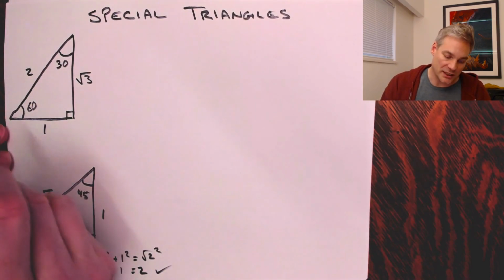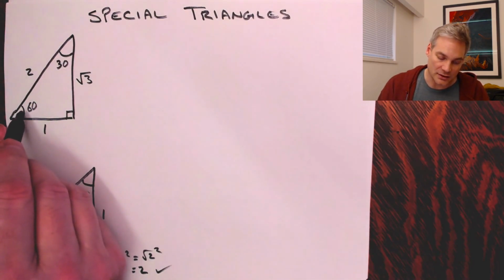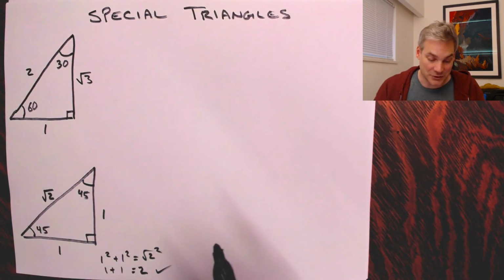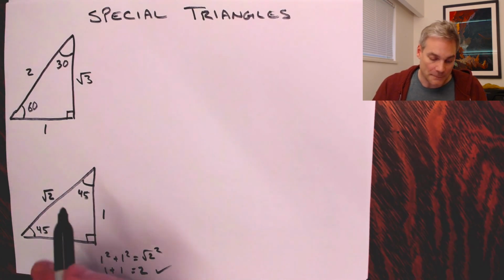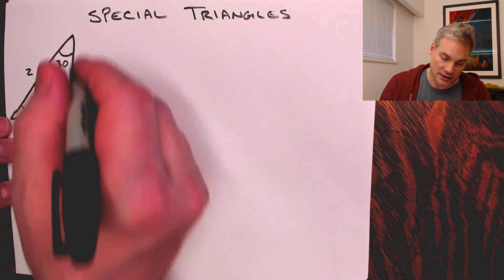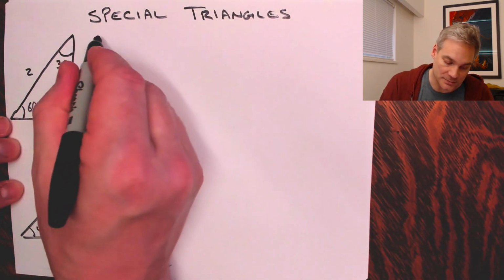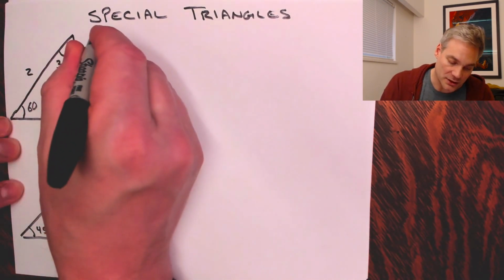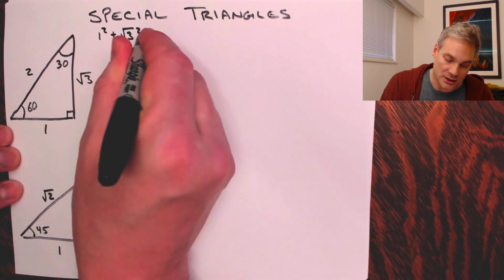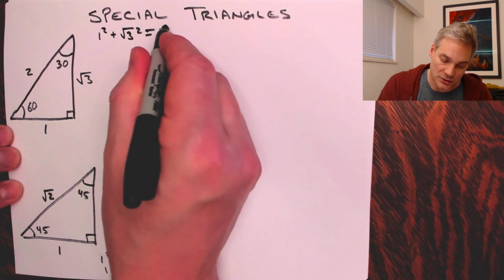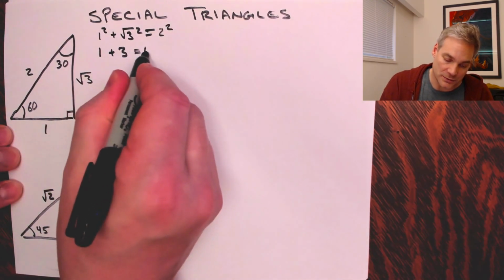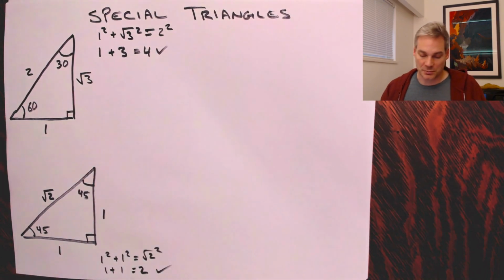And over here we have a triangle with angles 30, 60, 90. Some people call it a 30, 60, 90 triangle. And it has side lengths of 1, root 3, and 2. So we can actually check this by Pythagorean theorem to prove that these are right triangles. We have 1 squared plus root 3 squared equals 2 squared. And this is 1 plus 3 equals 4. Okay, so they're both right triangles.